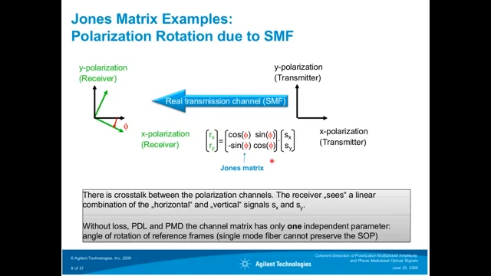In this case, of course, if you look at the received signal Rx, you see the Sx of the transmitter and you see a Sy of the transmitter, and they are intermixed, and the angle of rotation describes the mixture of those two signals. However, without loss, PDL and PMD, the channel matrix is still quite simple and has only one independent parameter. It's the angle of rotation of the transmitter frame and the receiver frame.